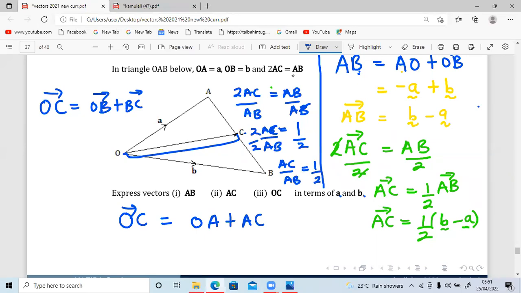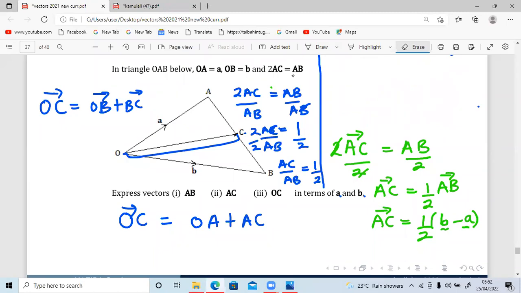Is everyone happy with that step? Not yet. There is something we are going to use, what we call the ratios. So that's where I'm going. I repeat. I have 2AC is equal to AB. Are we together?